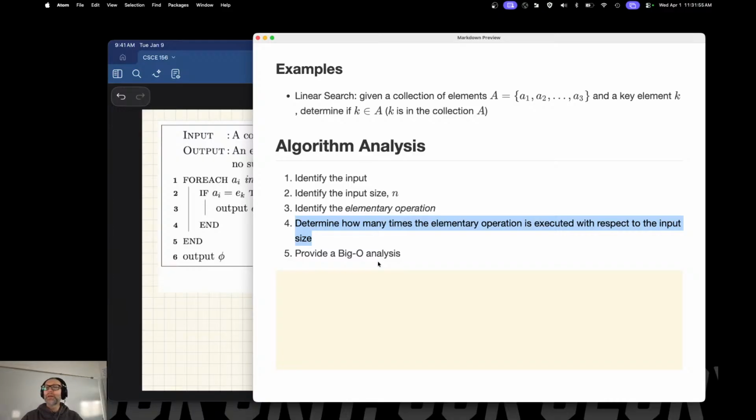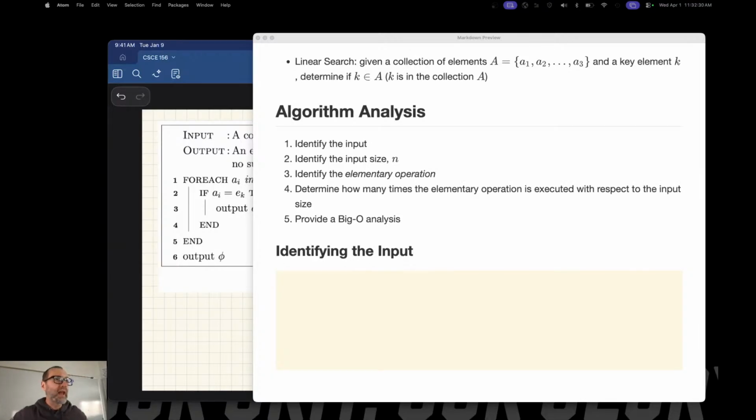The actual work is done here in step 4, where you determine how many times the elementary operation is executed with respect to the input size. In other words, you're going to come up with a function f that says on an input size of n, it has a behavior of n and it's linear, or it's n squared, or it's exponential or something. And then we're going to quantify that using big O analysis. Again, the first 2 should be straightforward, but a lot of the times there are caveats.